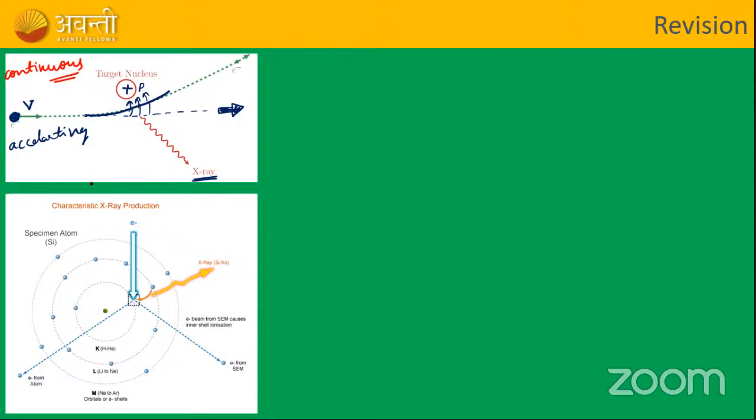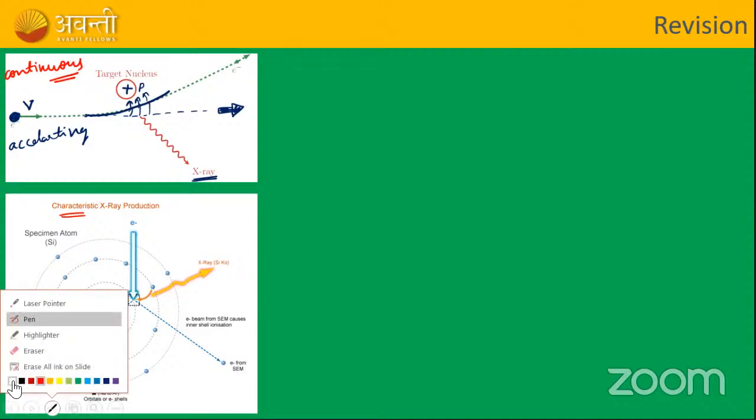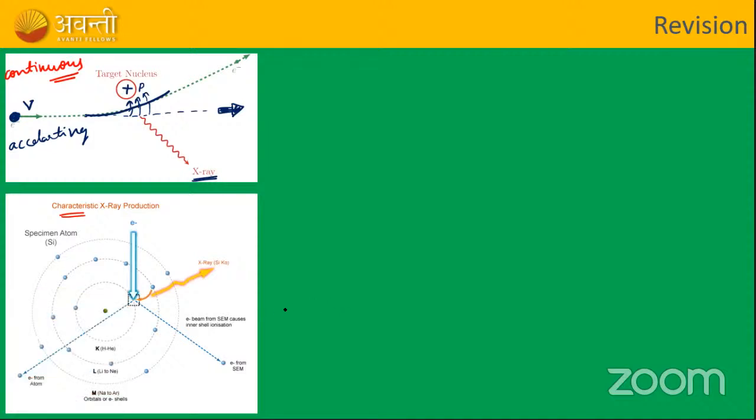And we have one more method of creating X-ray, which is called characteristic X-ray. Okay, you might already know this concept. Let me write the ground state of hydrogen, n equal to 1, and the first excited state, n equal to 2.